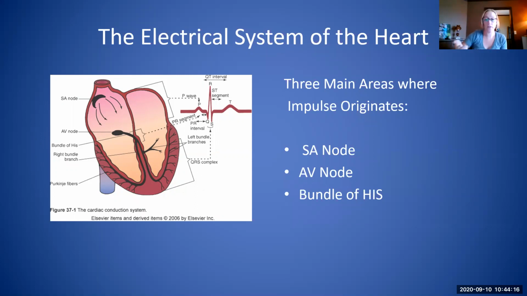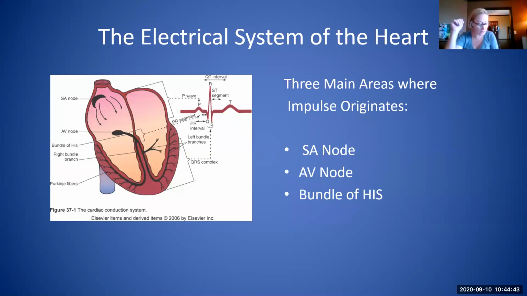Then if the AV node happens to malfunction, if it's a big right MI and knocks out both those nodes, then the bundle of His is what is going to kick in. And that is at a very slow rate of 20 to 40. So they can originate those impulses if they have to, but the SA node is going to be your primary pacemaker to control our heart rate.